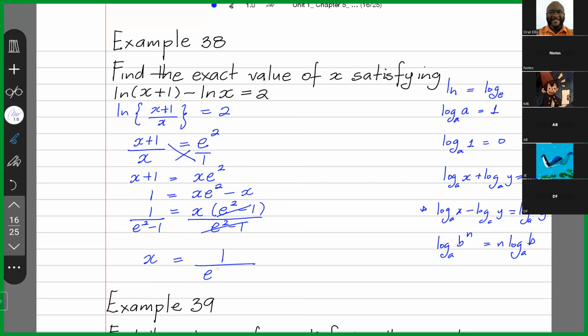Now, of course, you can put that in your calculator and actually get a value that you would probably have to round off to 3 significant figures. But this is the exact answer. x is equal to 1 over (e squared minus 1).